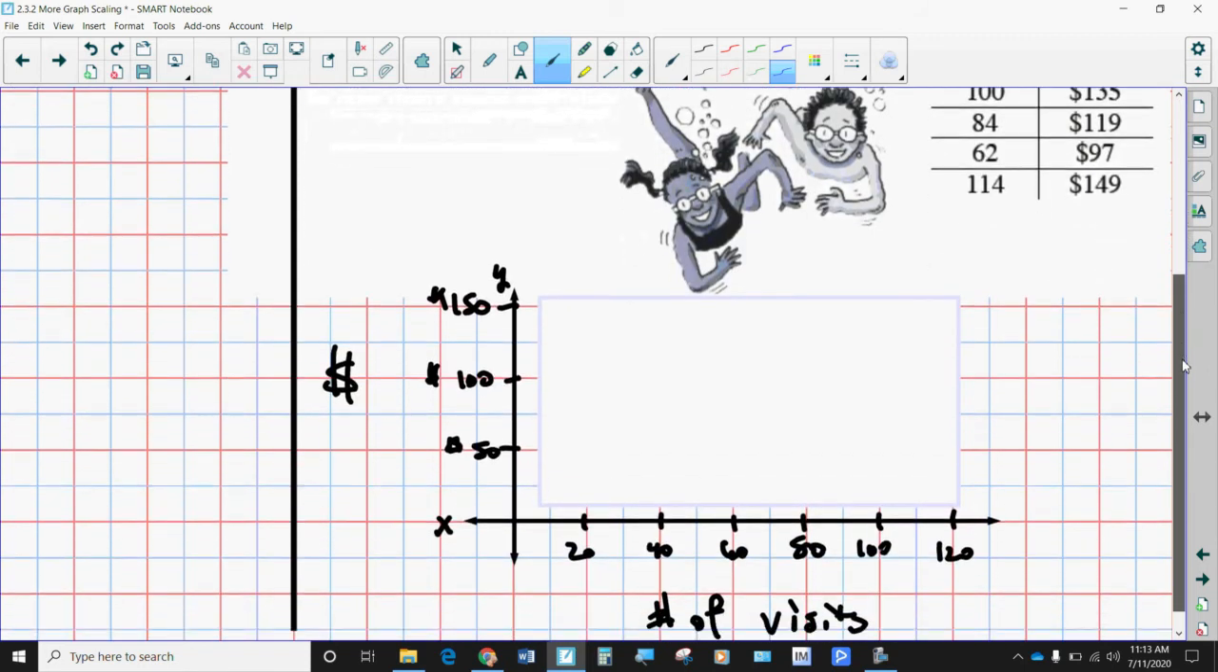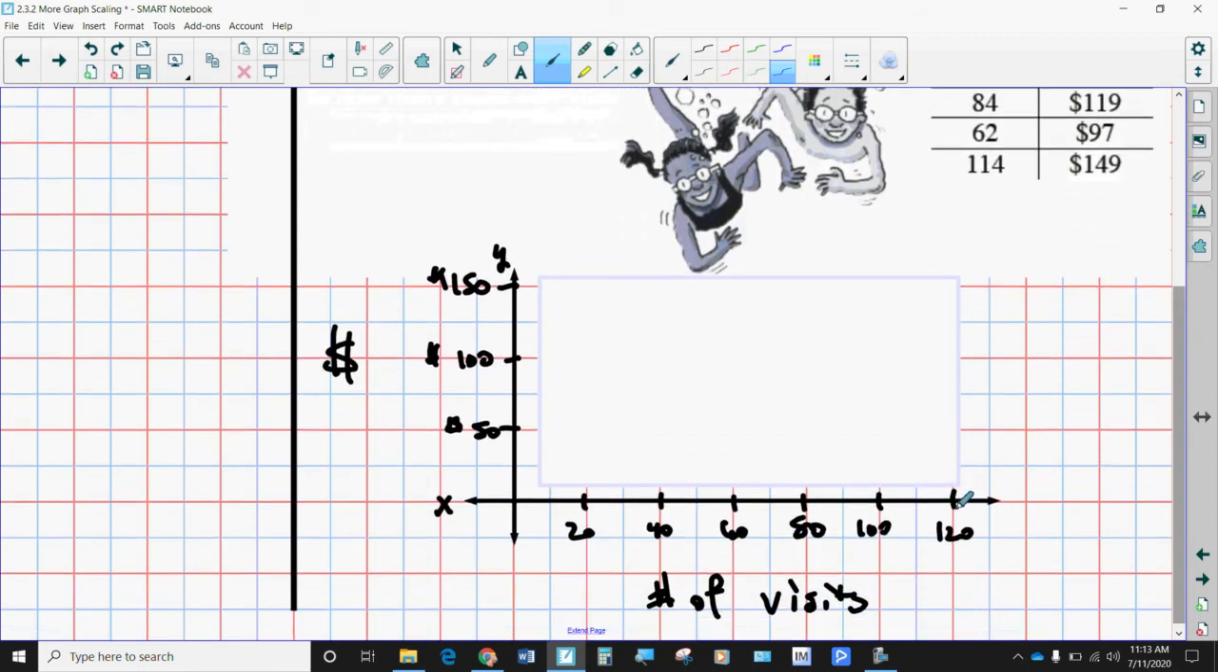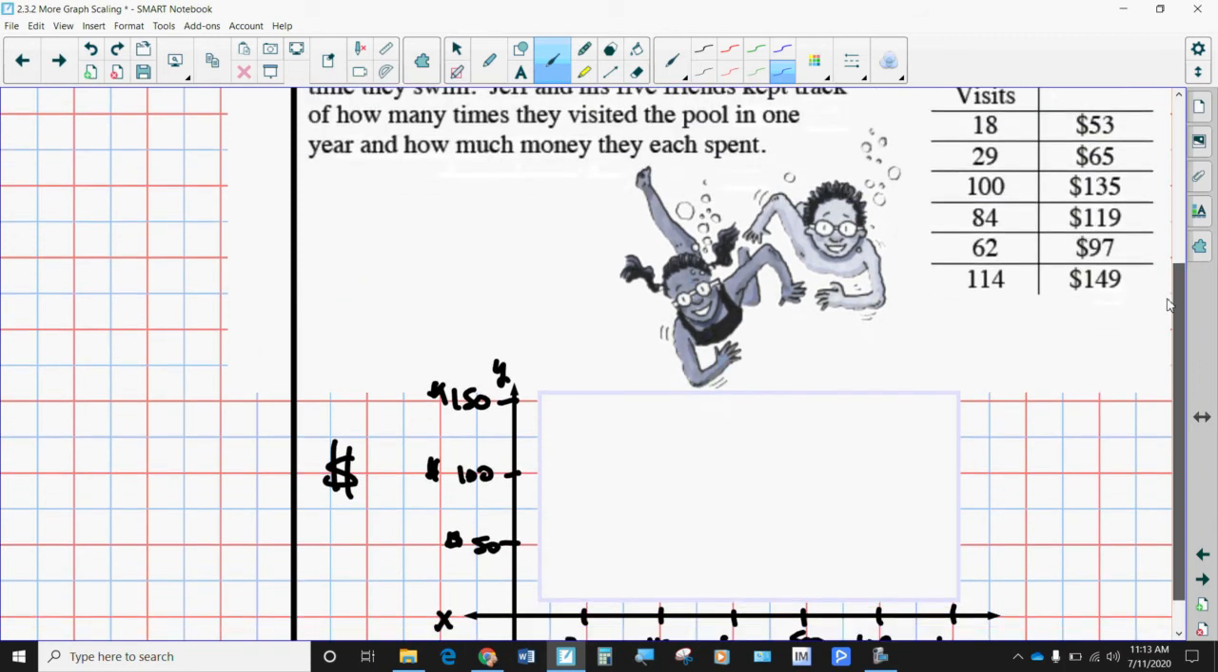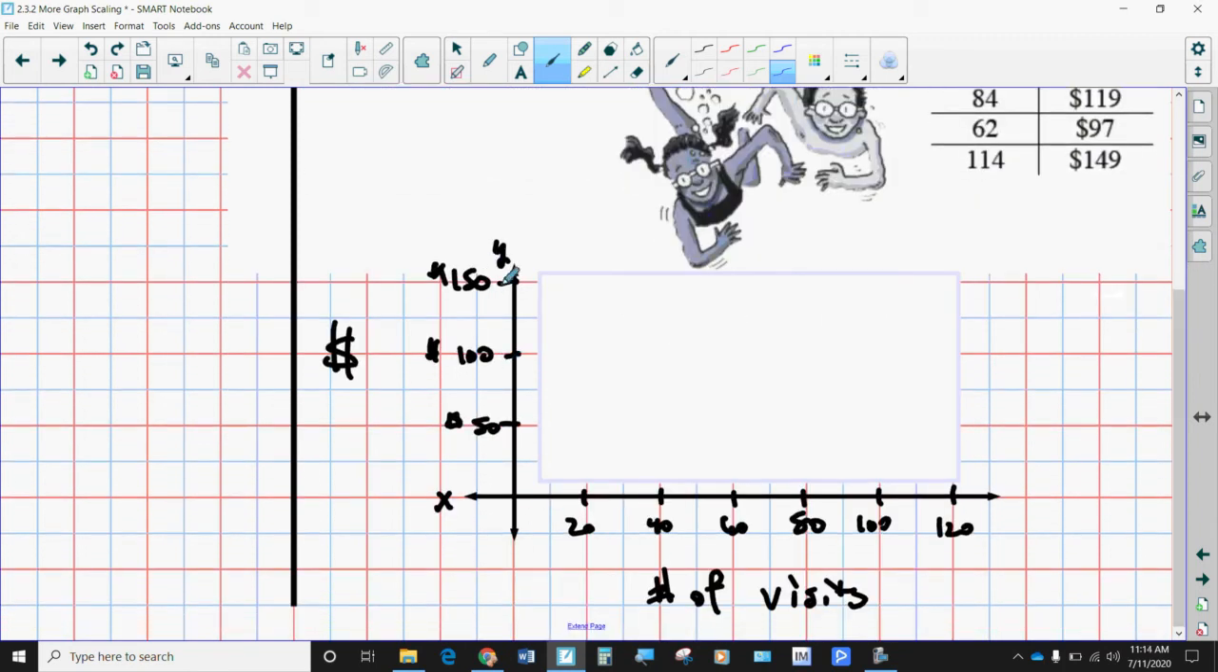So I decided my number of visits needs to be up to 114. So I made my graph go up to 120 and I counted by tens. The amount of money that they spent, the highest was 149. So I needed this to go up to 150. So I decided to count by 25s to get to 150. Okay, you create the graph and then please plot those points and see if you notice a trend. Pause and then unpause when you're ready.